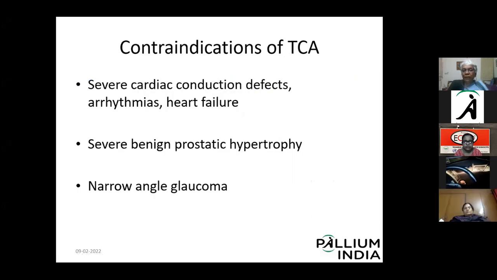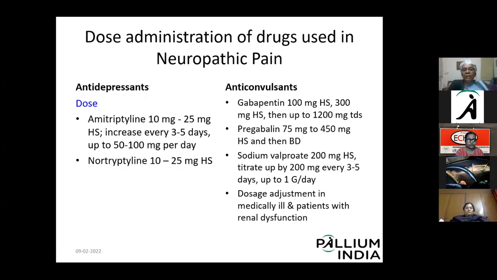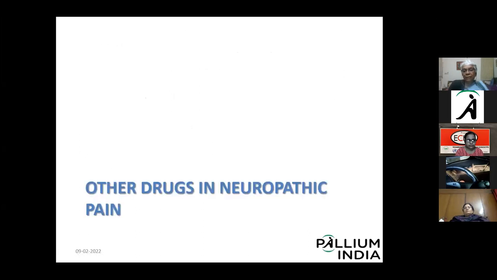They are contraindicated in patients with cardiac conduction defects, those with prostatic hypertrophy, and those with glaucoma. For the dose, amitriptyline, you start at a dose of 10 mg and gradually step up every 3 to 5 days. Similarly with nortriptyline. Gabapentin also, depending upon the age and body weight of the patient, we can start with a dose of 100 mg and then step it up. Similarly, with pregabalin, you start with a dose of 75 mg. Just remember, dosage adjustments should be made in medically ill patients and those with renal dysfunction.